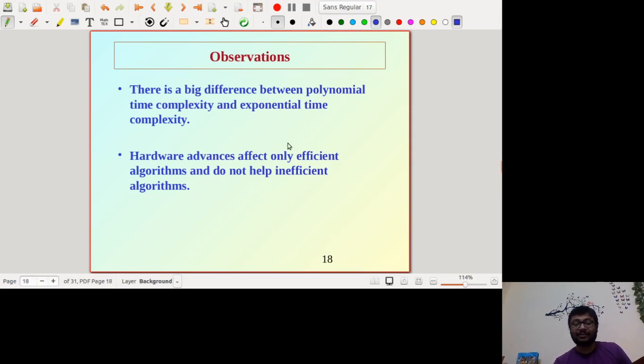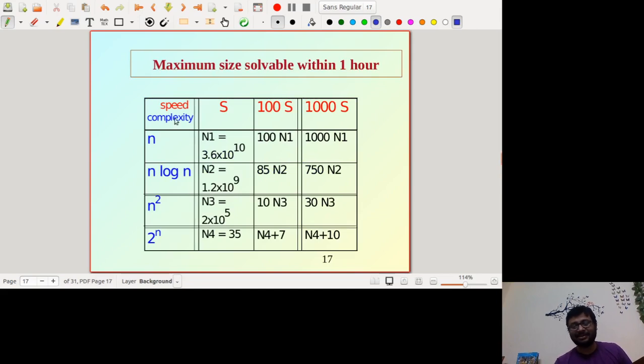So hardware advances affect only efficient algorithms and do not help inefficient algorithms. Clearly, you can see that. So this algorithm is greatly benefited by these advances in hardware, but this improvement in hardware has almost no effect on this algorithm.